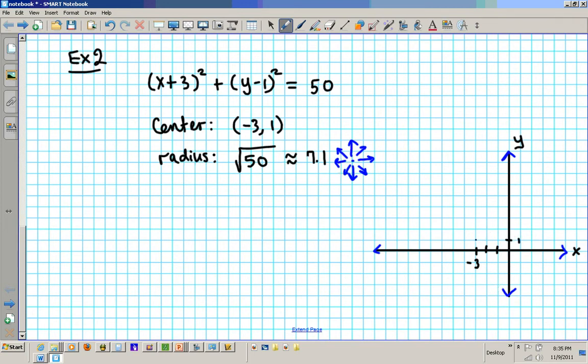Now, there goes your center. So we're going to go 7.1 units in all directions. We go 1, 2, 3, 4, 5, 6, 7, and then a little bit extra. Then the same in each of the other directions: 1, 2, 3, 4, 5, 6, 7, and a little bit extra. All right, so that gives you your circle.